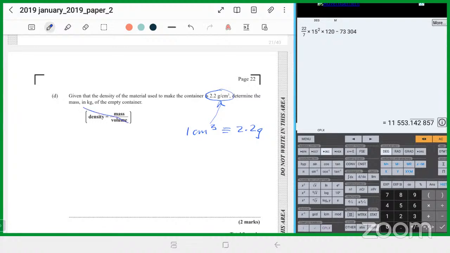That's all it means in simple terms. So they did not have to give you this formula. They're helping you, so they give you that, but they didn't have to. Right? Density is mass over volume.